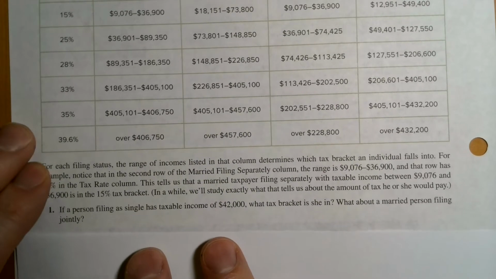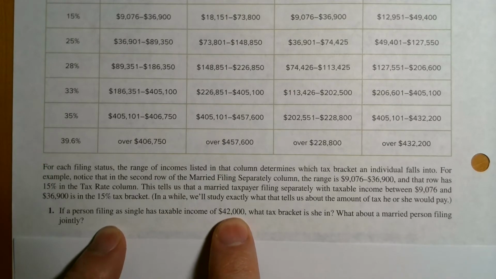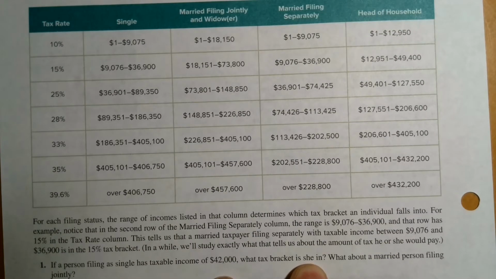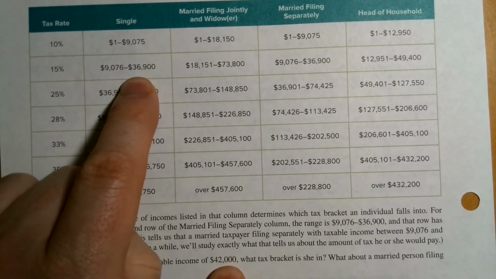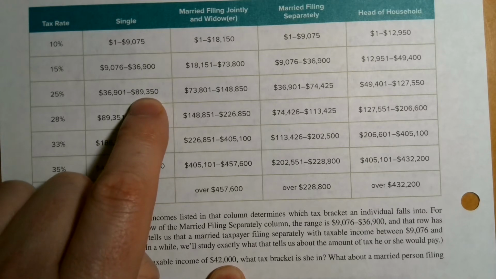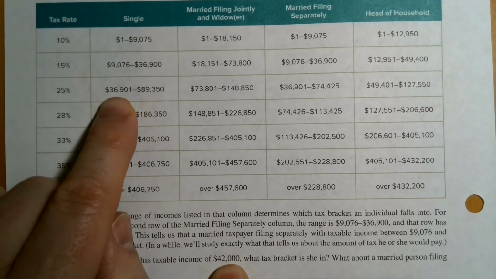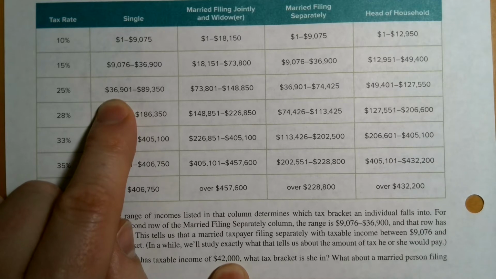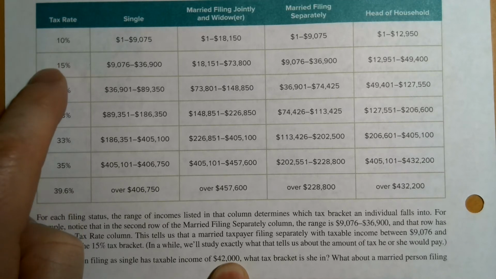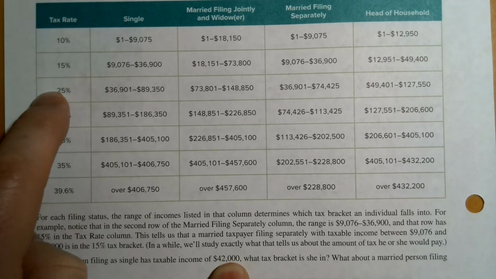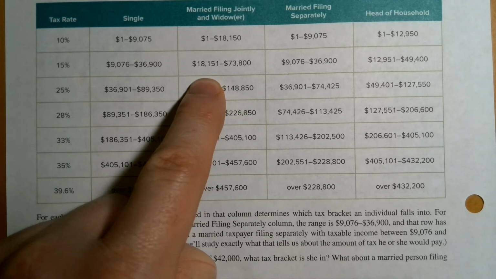So let's look at question 1. It says, if a person filing as a single has taxable income of $42,000, what tax bracket is she in? We'd look at this $42,000 and go look at the maximums and say, where is $42,000 within that? It's larger than $36,900, but it's less than $89,350. So this is their tax bracket. Since they're single, they would owe 25% of that $42,000. But wait, no, that's not actually what they'd owe. They would owe on this scale. Part of that $42,000 would be taxed at 10%, part at 15%, and part at 25%. If this person had been married and filed jointly, they would be in a lower tax bracket, 15%.